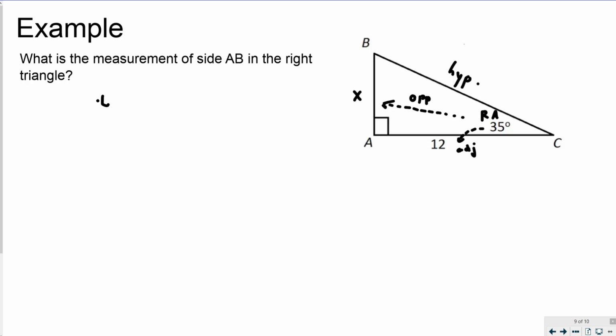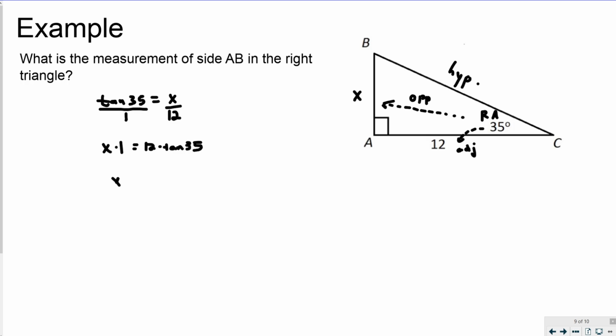So I'm going to use the tangent of my reference angle. So the tangent of my reference angle is going to be equal to the opposite side divided by the adjacent side. So here's my trig ratio right here. Tangent of 35 over 1 equals x over 12, and I can cross multiply right away. I'm going to get x times 1 on this side, and I'm going to get 12 times the tangent of 35 on the other side.